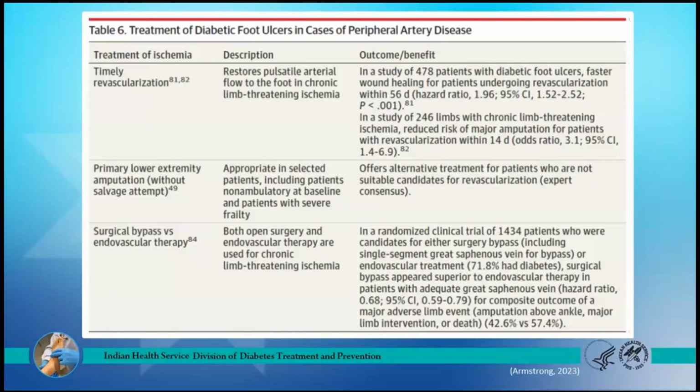Surgical bypass versus endovascular therapy. I love it when I have the ability to have vascular surgeons perform either one of these paths, because there are pros and cons to both. Historically, the literature does say that open surgical treatment is a little bit superior to endovascular therapy.